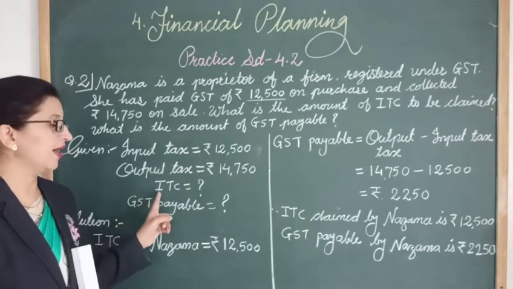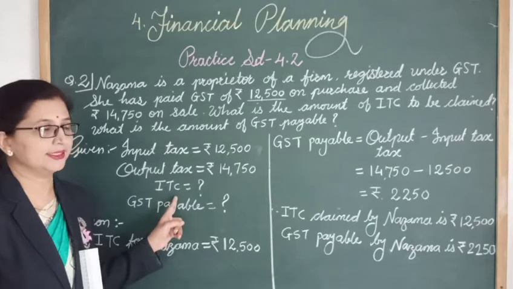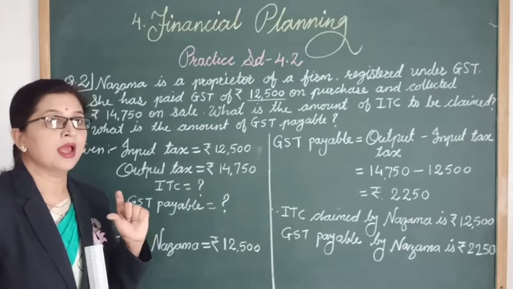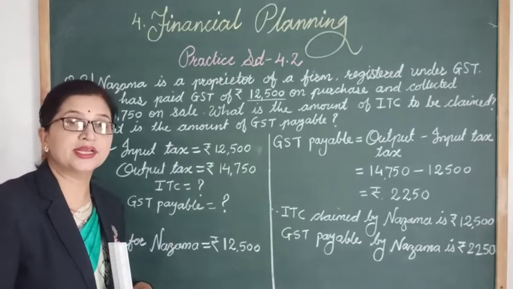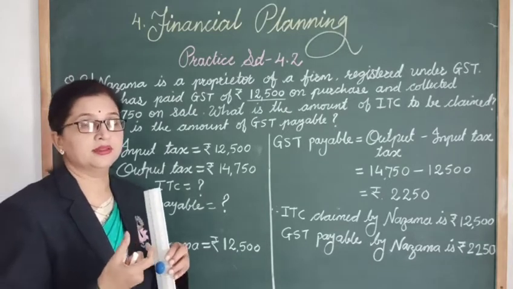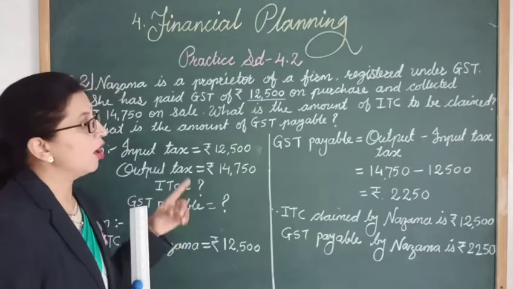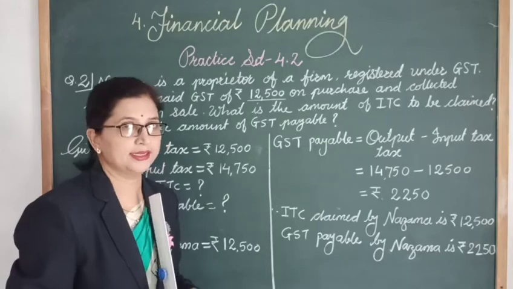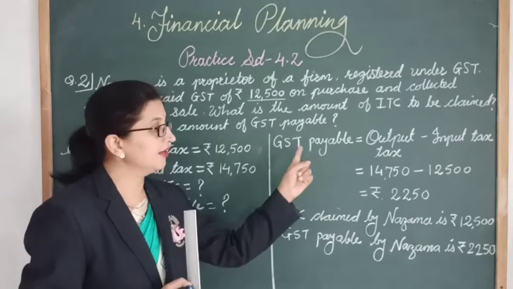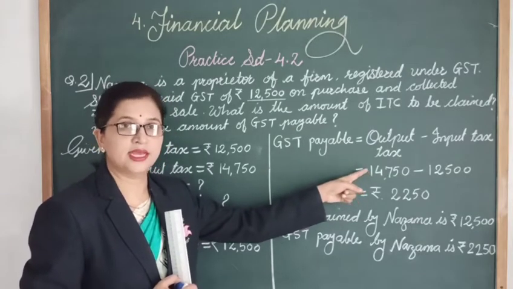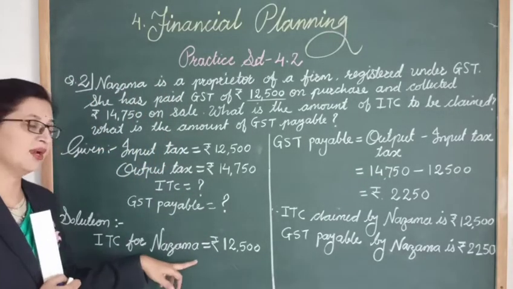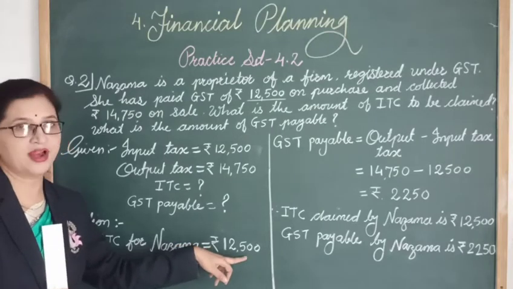Okay, then we have to find out the ITC, input tax credit, and GST payable. So here input tax credit means what? At the time of paying the GST to the government, the amount the trader deducts from the output tax is called the ITC. Or in other words we can say the input tax. But only if the trader is collecting the output tax can we call the input tax an ITC, right? So here ITC for Nazma will be 12,500 rupees.